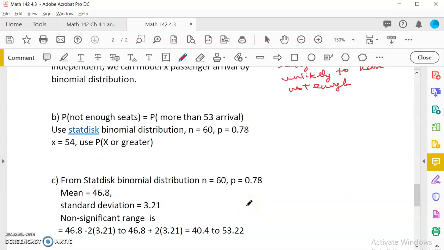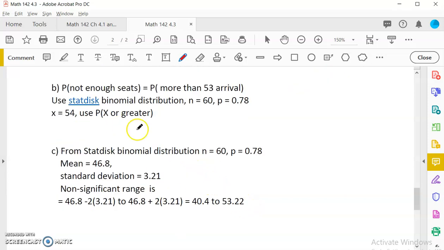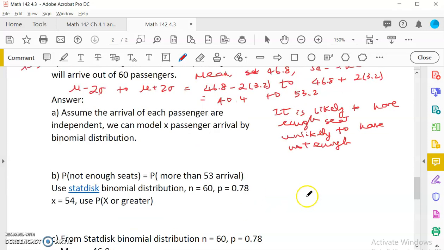So these are the calculations: 40 to 53.2.